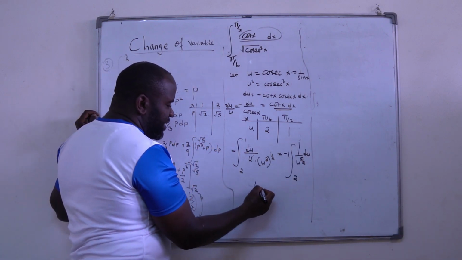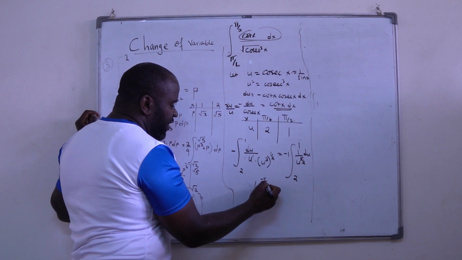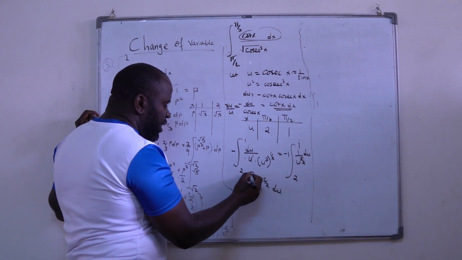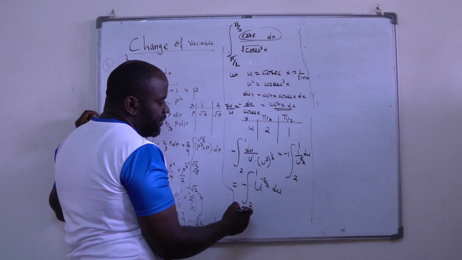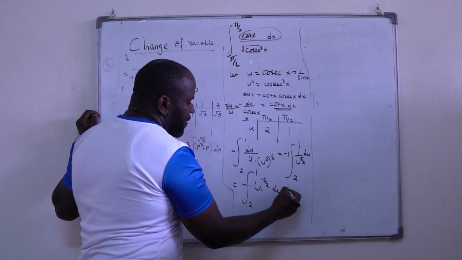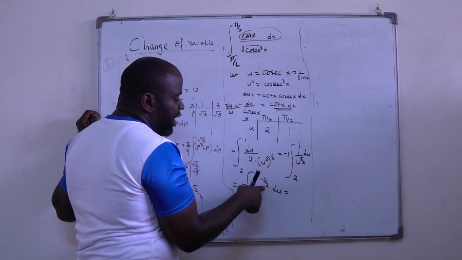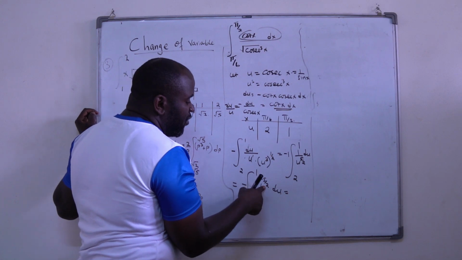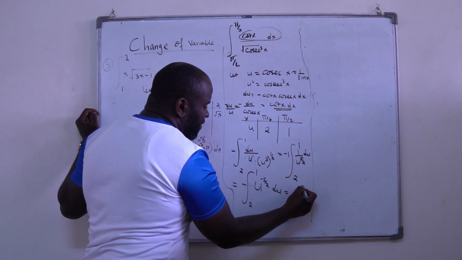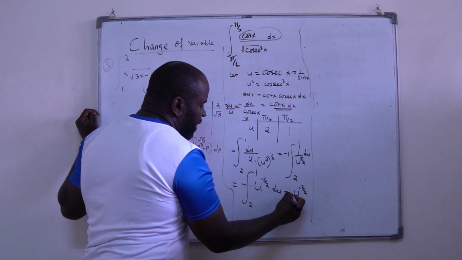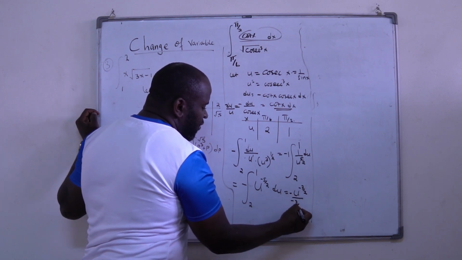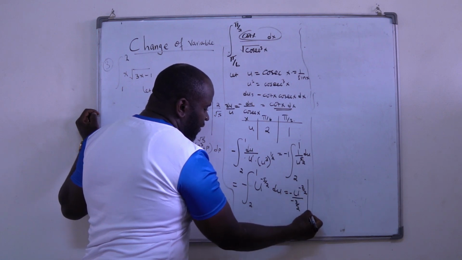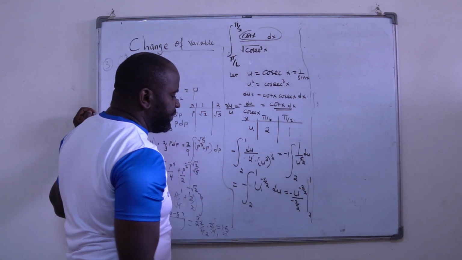So when I integrate that, it's the same as u power negative 5 over 2 du, integrated from 2 up to 1, but it's a negative. So when you increase the power, you'll have a negative 5 over 2 plus 1, which is a negative 3 over 2. u power negative 3 over 2. There is a negative outside here, divided by a negative 3 over 2. The limits are from 2 up to 1.